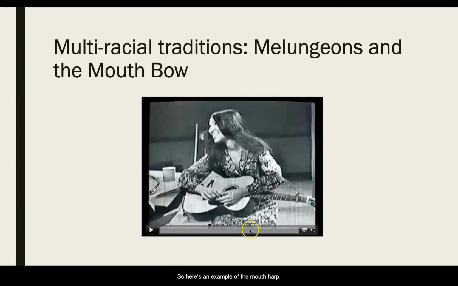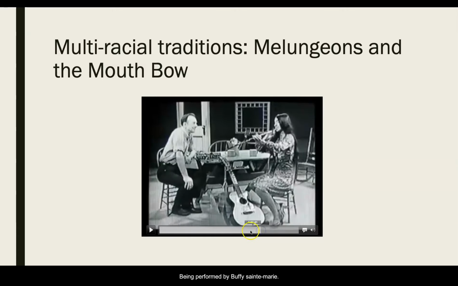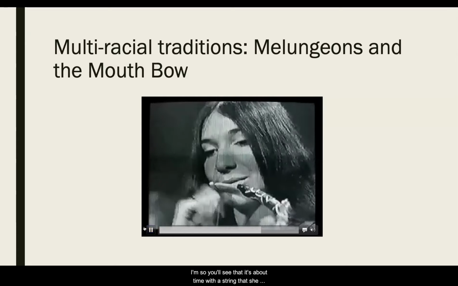So here's an example of the mouth harp being performed by Buffy St. Marie. So you'll see that it's a bow with a string that she plucks and then is able to sing along with it.